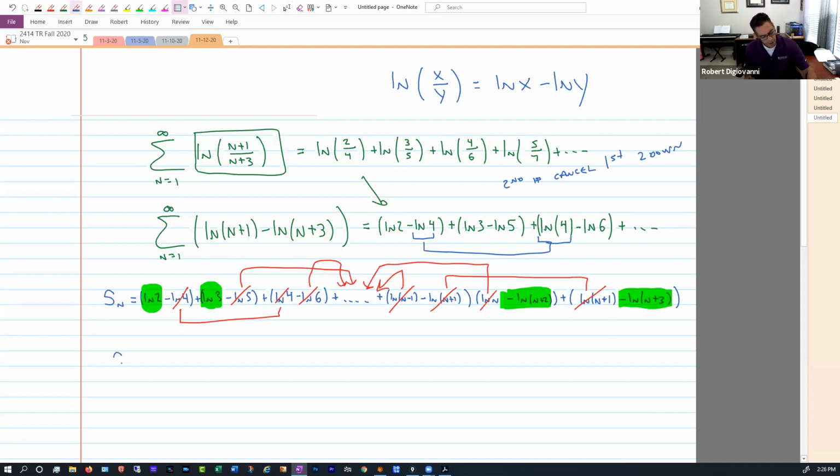Okay. So S sub n equals natural log 2 plus natural log 3 minus natural log of n plus 2 minus natural log of n plus 3.